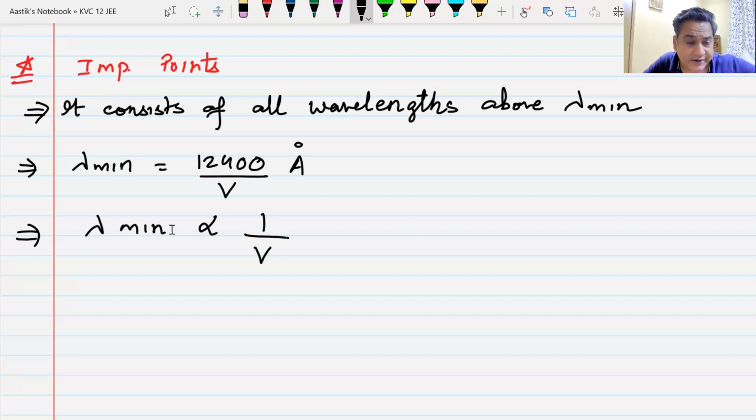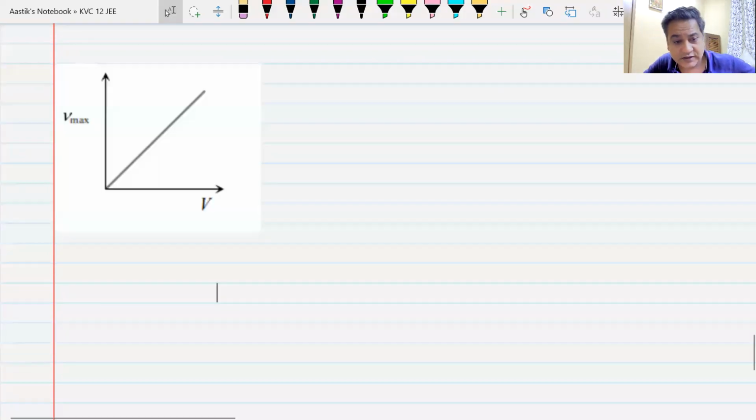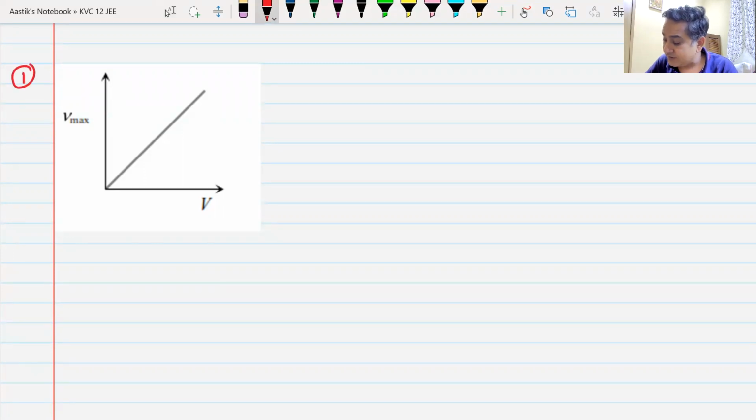Remember, this entire chapter is about understanding the various graphs that you can draw. This is graph number 1. I will not explain because you can understand it. This is a graph between maximum frequency and the voltage. It is a straight line. You have to draw all these graphs because these graphs have come in your exam in one way or the other.